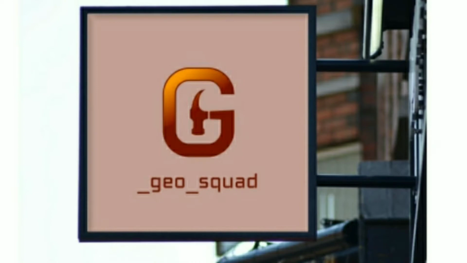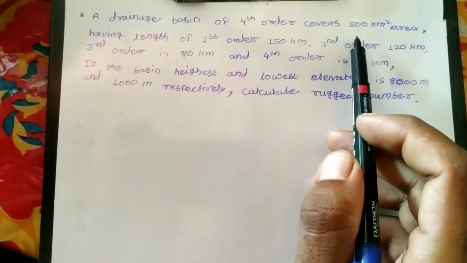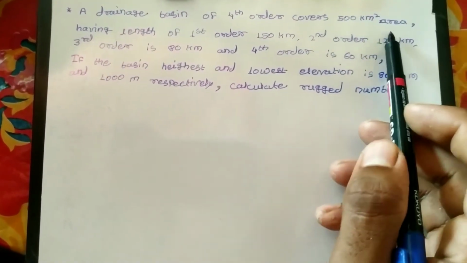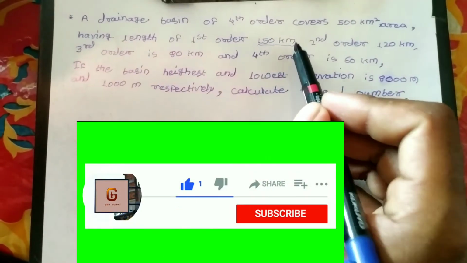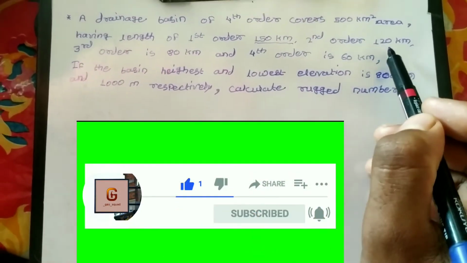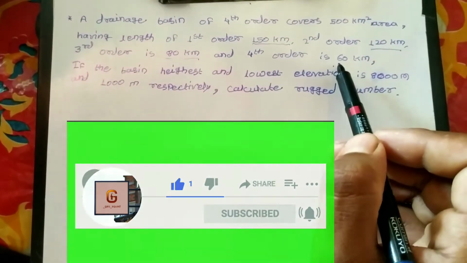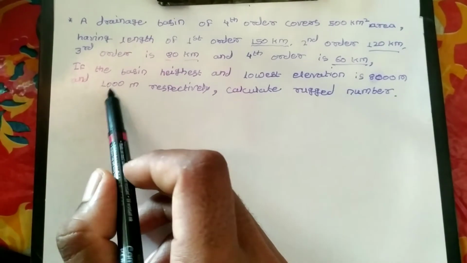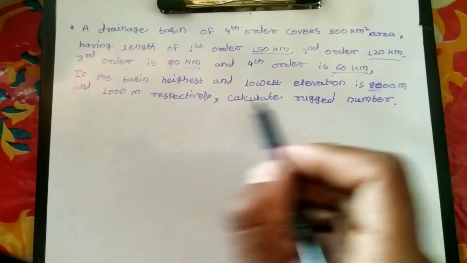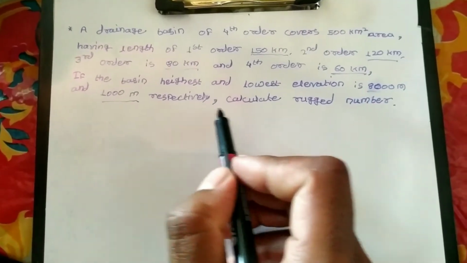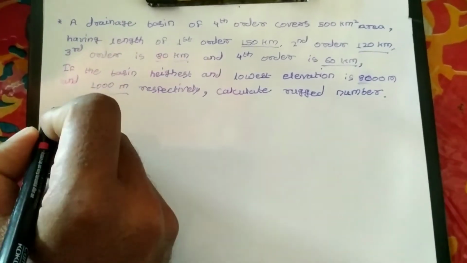Next problem on geomorphology numerical: a drainage basin of fourth order covers an area of 500 square kilometer, having length of first order 150 kilometer, second order 120 kilometer, third order 80 kilometer and fourth order 60 kilometer. If the basin's highest and lowest elevation is 8000 meter and 1000 meter respectively, calculate the rugged number. So let's start.